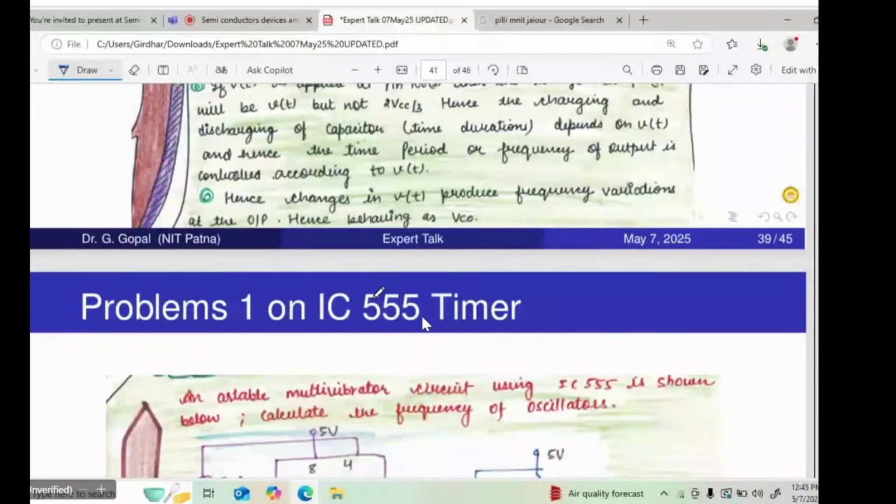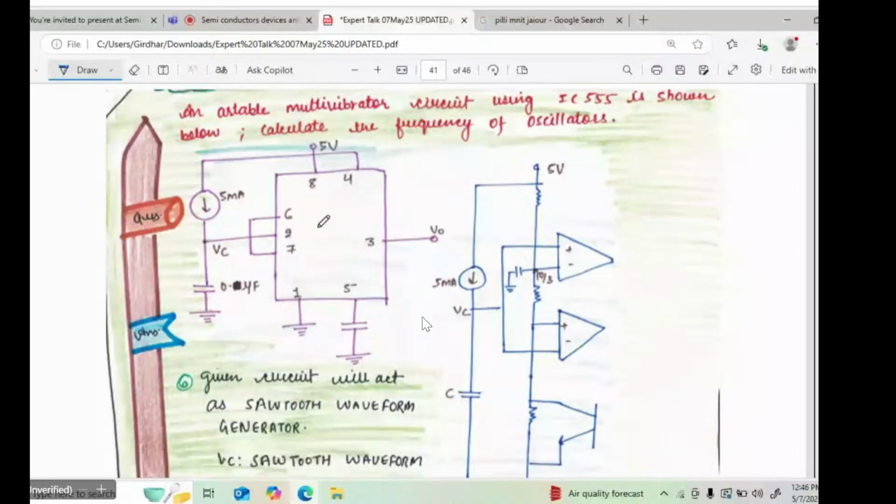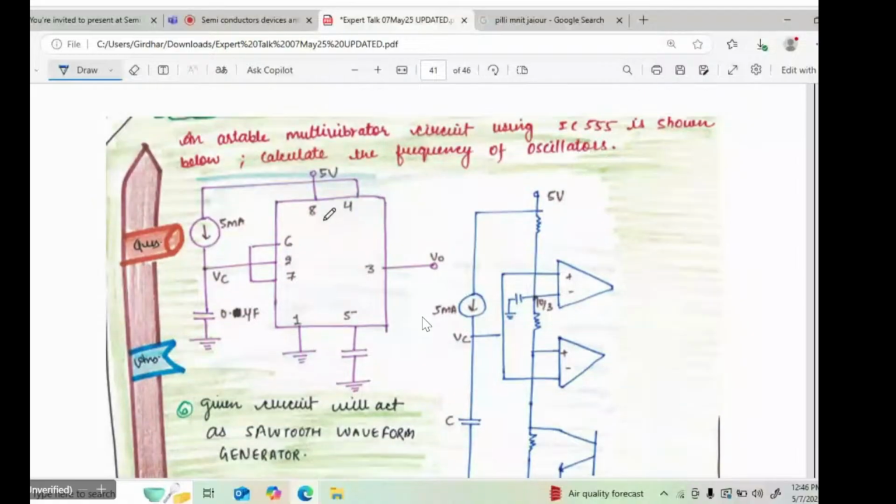This is the 555 timer I have given, with the astable multivibrator using the 555 timer, right? Now you have to calculate the frequency. How can you calculate the frequency here? What should be the approach? This is the 555 timer IC used as an astable multivibrator. For this you have to understand the internal schematic.